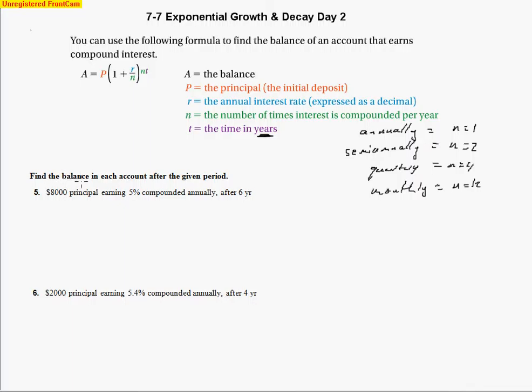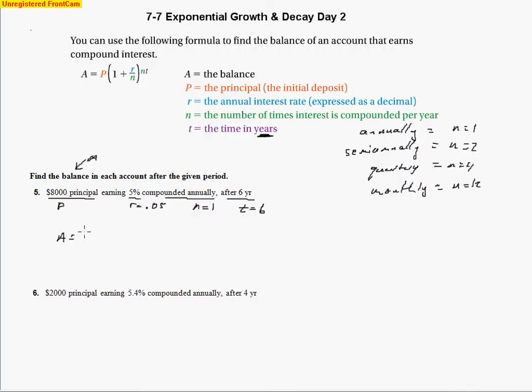It says find the balance. The balance is your A term, so you're just solving for A. Let's go ahead and substitute in. So we've got our principal, this is our P, earning 5%, so this is R. Now you're going to change that to 0.05 though, compounded annually, so N equals 1, after 6 years, so T equals 6. And then we just substitute those numbers into the formula.